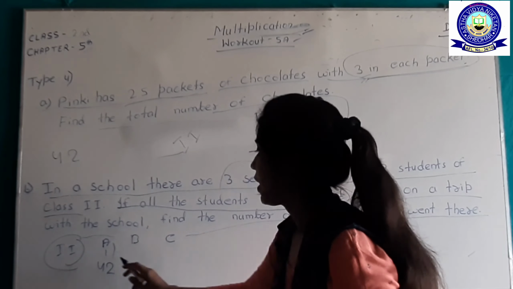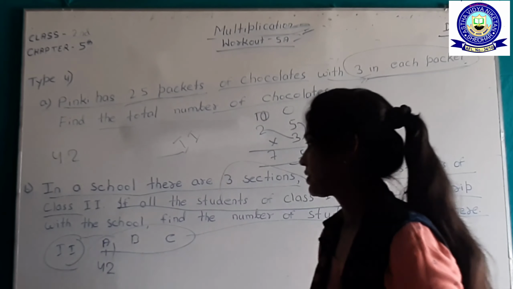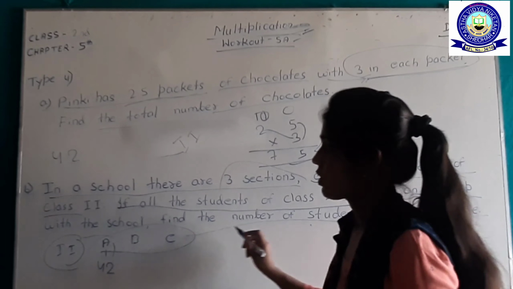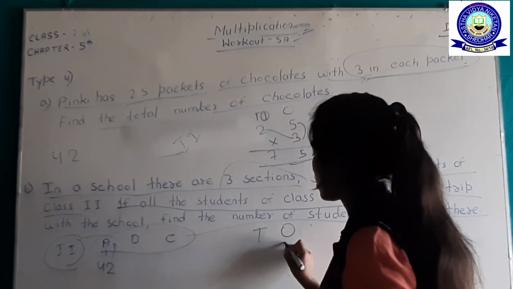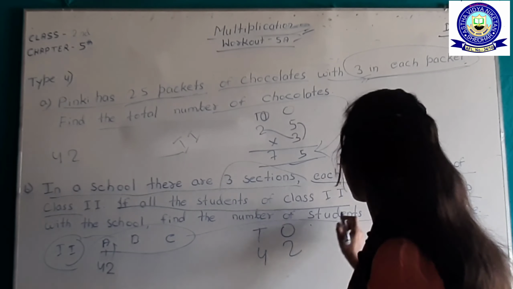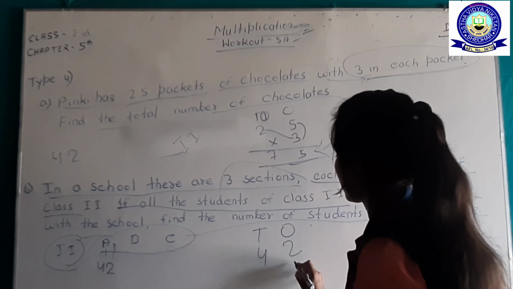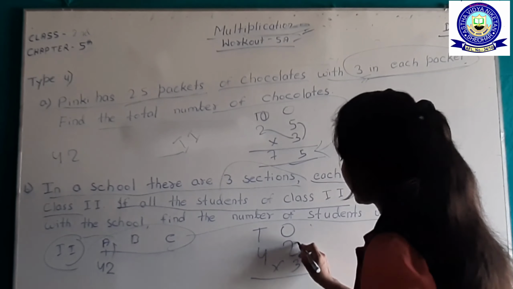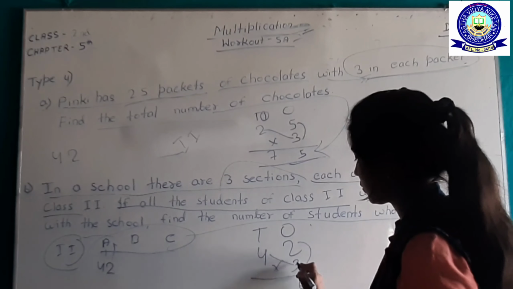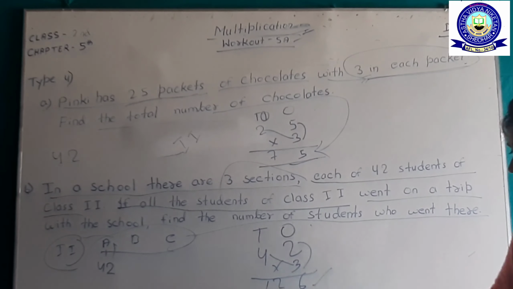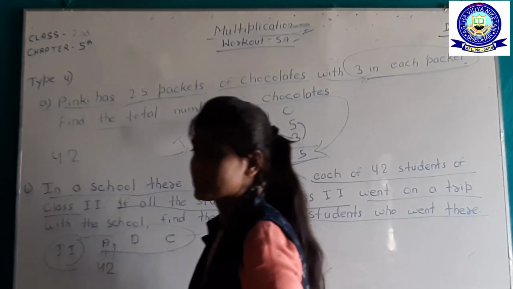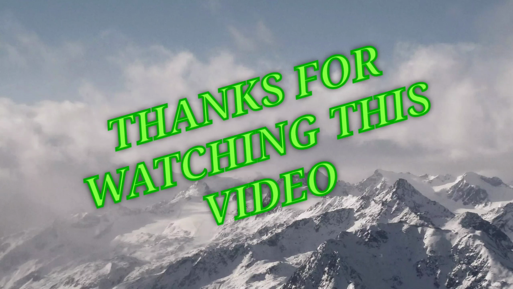You have to find out the number of students of all 3 sections. Then you have to multiply ones, tens, 2, 4, and there are 3 sections. You have to multiply by 3. 3 into 2 we get 6 and 4 into 3 we get 12. So the total number of students who went there is 126, and this is all of your exercise. Thanks for watching this video.